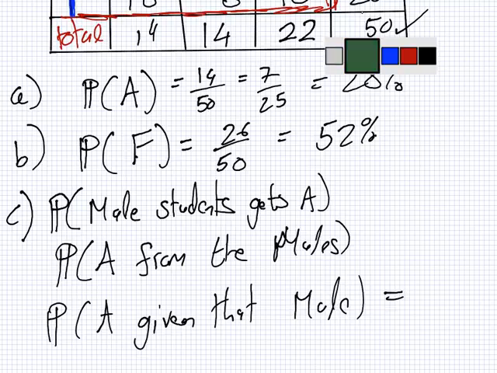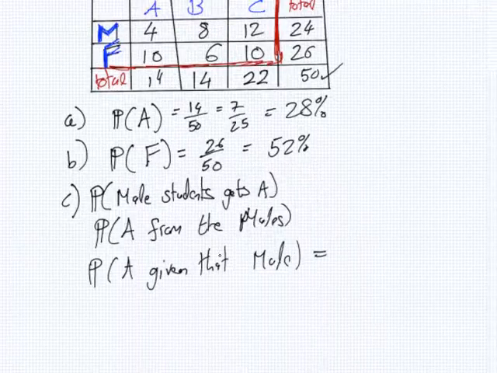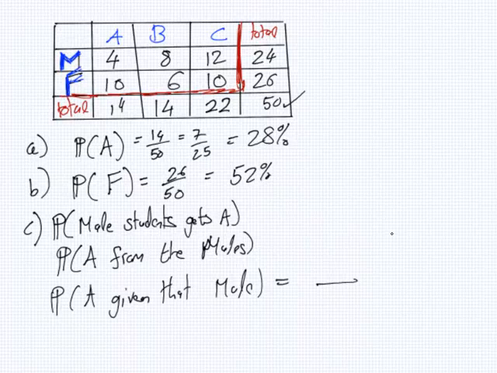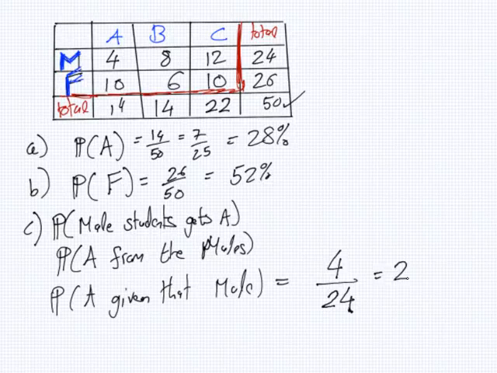So what do we got here? 8%. Some people say 8. Okay, let's see what it is. So what do we have on the bottom? 14. Is it 14 on the bottom? 24. There's 24 males. And of those 24 males, how many got an A? 4. Yeah, so what is that? 2 over 12, isn't it? Yeah, 1 over 6. 16.67, about 16%. Nearer 17%, isn't it? Yeah.